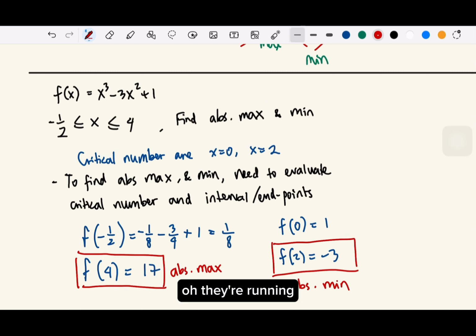Oh, they're running. Okay, any questions about maximum minimum value?